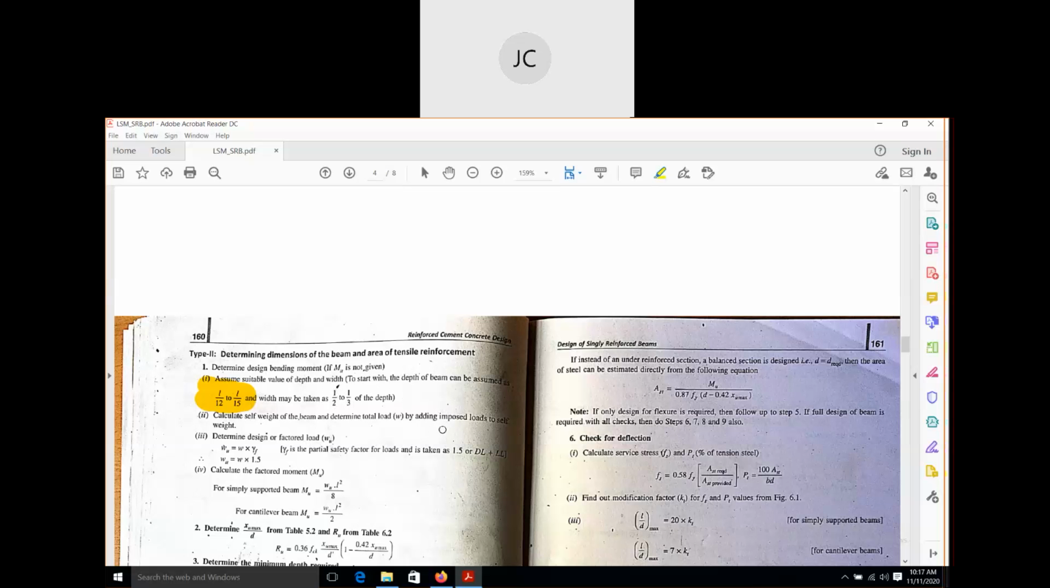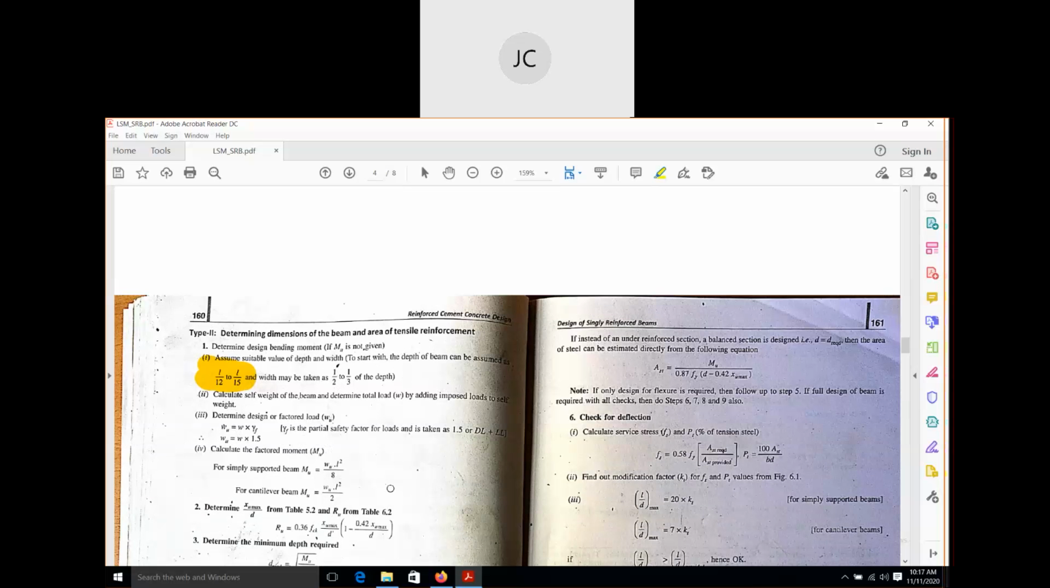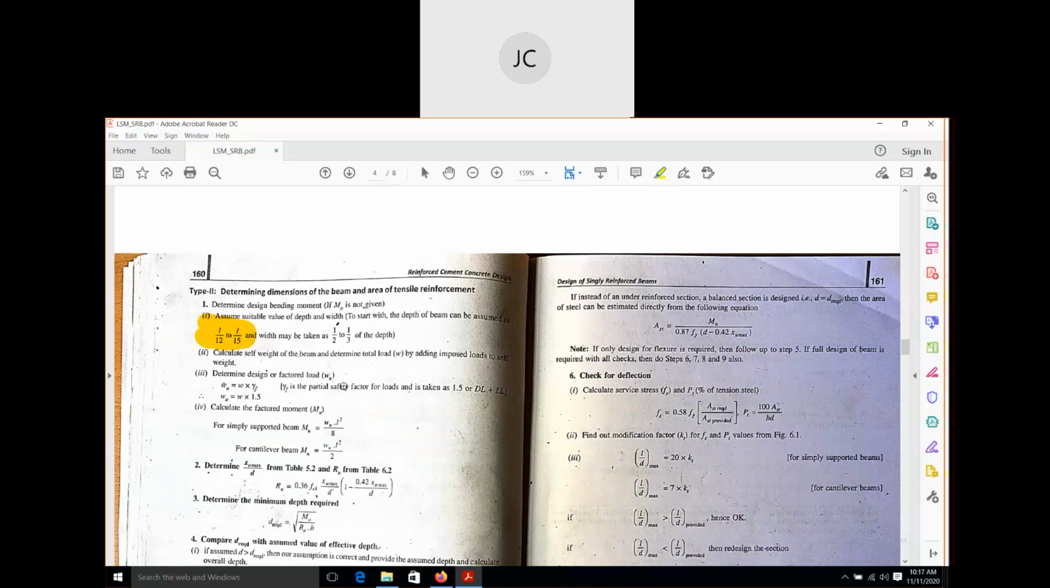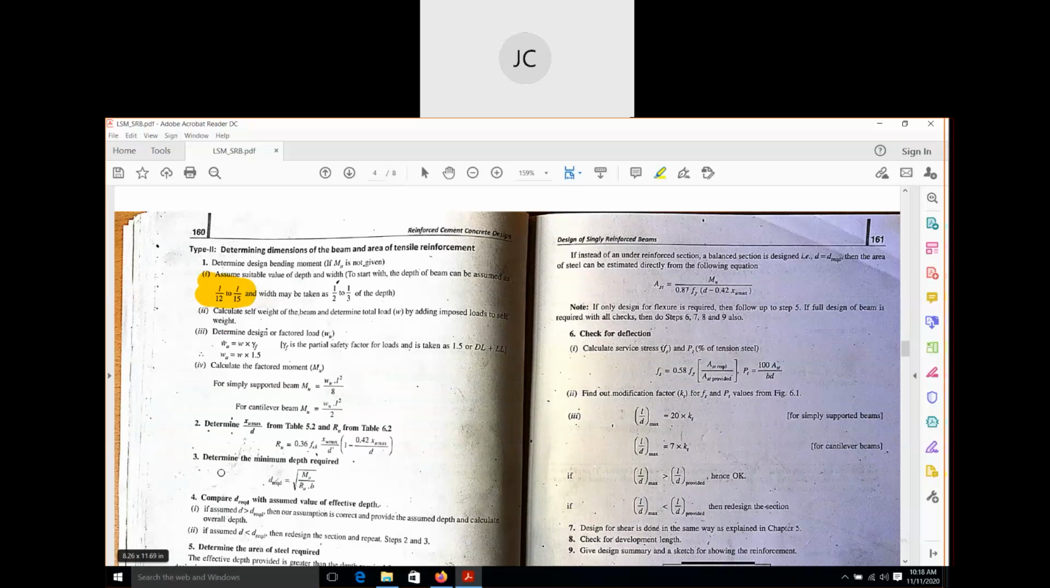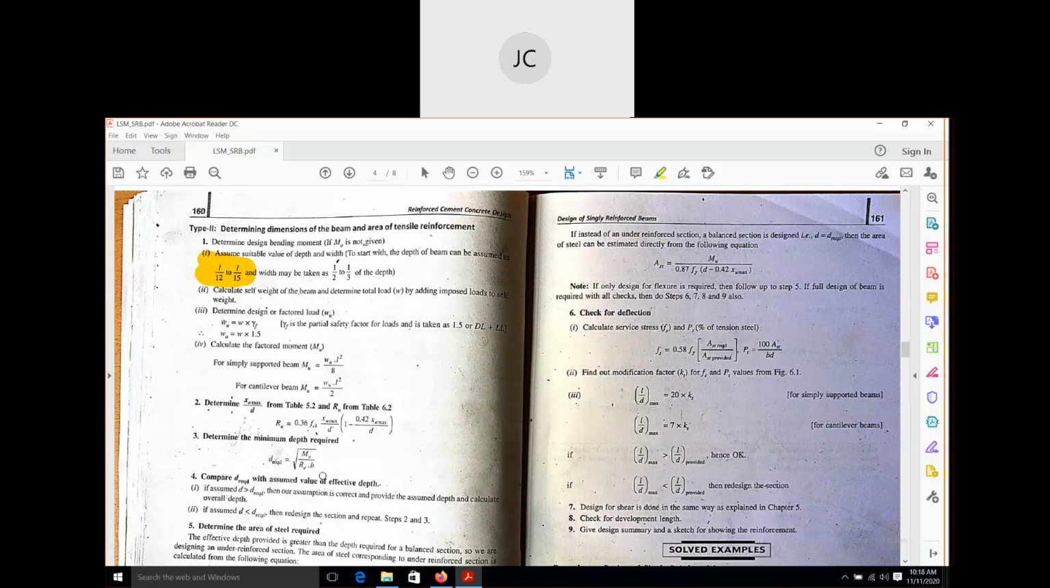Then we have to calculate the self weight of the beam. You can see here this procedure has been followed in the problem I have shown you on YouTube. Exactly this procedure has been followed. Okay, but one thing, they didn't check this step in that video. This step has been skipped, but for exact calculation or for the correct answer, we have to check whether our assumed depth is correct or wrong.